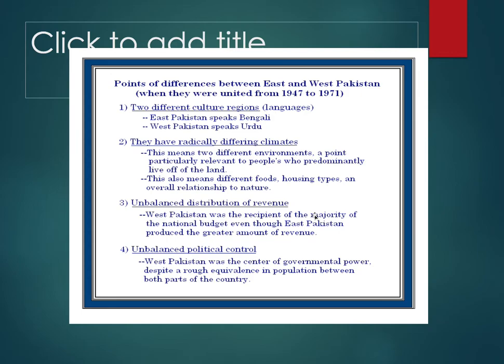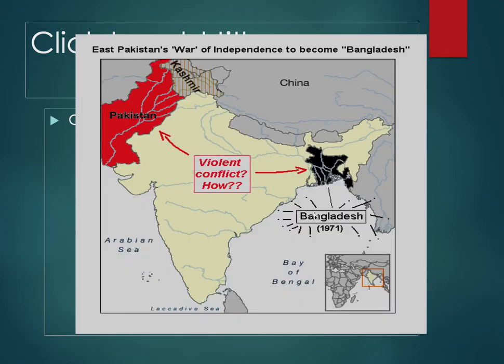And so, therefore, what you got finally in 1971 was East Pakistan saying, we've had enough. We want out of this thing called Pakistan. We want to become a country, an independent country. And thus, you know where Bangladesh comes from. It broke free from Pakistan in 1971. All right.